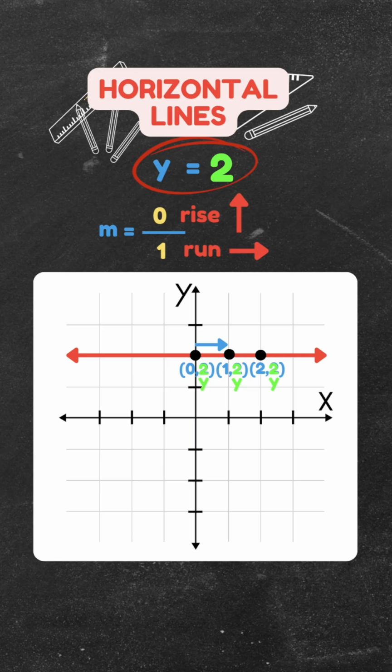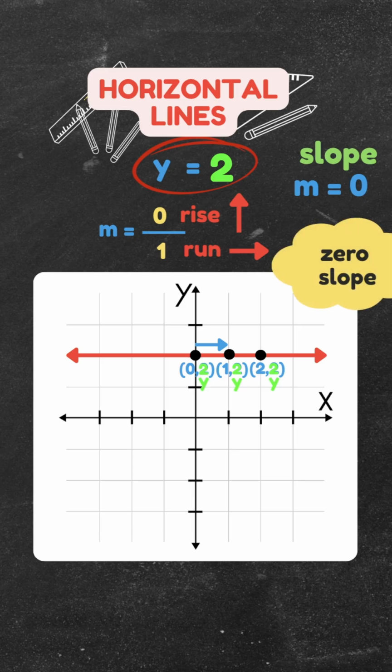So what's 0 divided by 1? The slope's going to be 0. 0 divided by anything is always going to be 0. That makes sense, right? Because the slope is not going up, it's not going down. So it's flat. The slope is going to be 0. On to the next one.